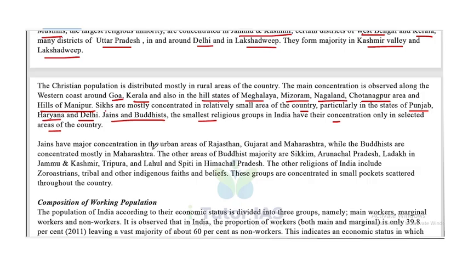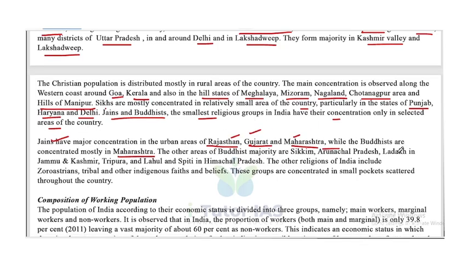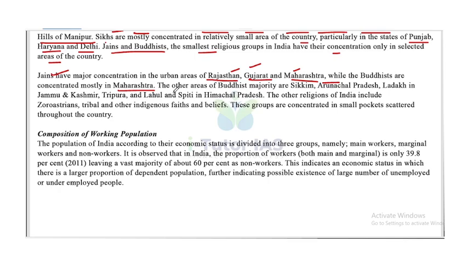Jains have major concentration in the urban areas of Rajasthan, Gujarat, and Maharashtra, while the Buddhists are concentrated mostly in Maharashtra. Okay, so the Jains are mainly found in Rajasthan, Gujarat, and Maharashtra, but the Buddhists are mainly concentrated in Maharashtra. The other areas of Buddhist majority are Sikkim, Arunachal Pradesh, Ladakh in Jammu and Kashmir, then Tripura, and Lahul and Spiti in Himachal Pradesh.